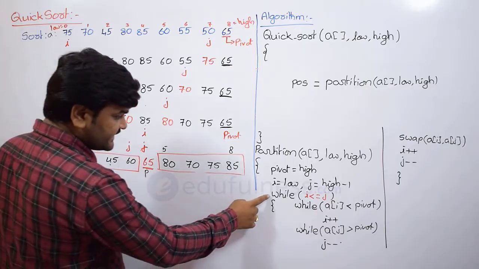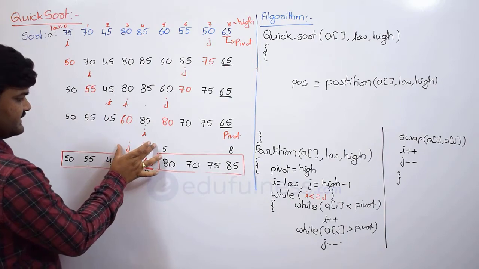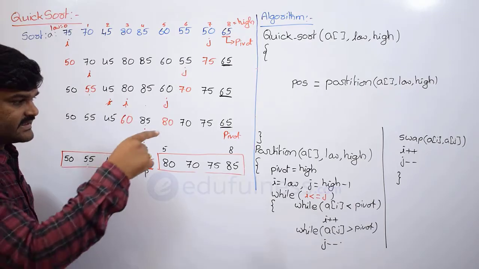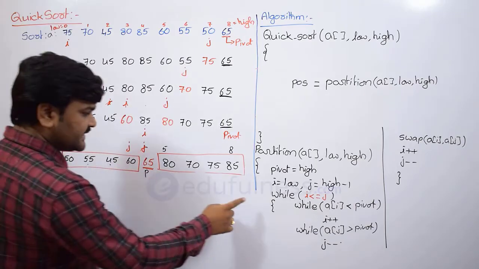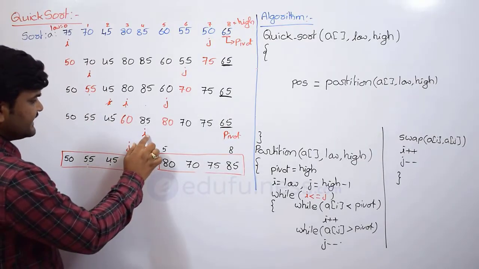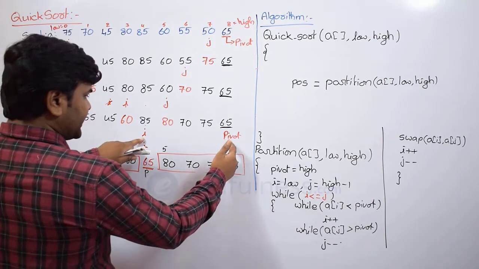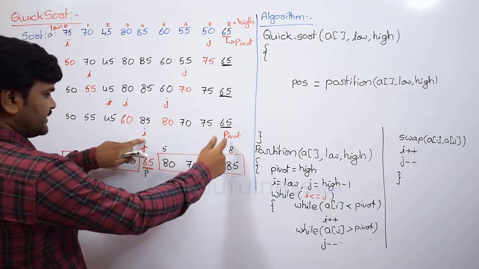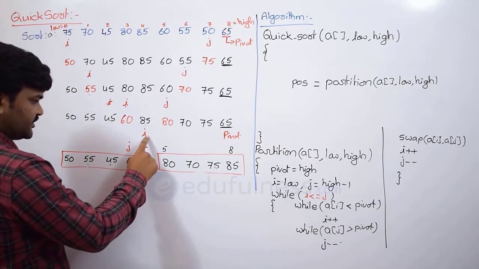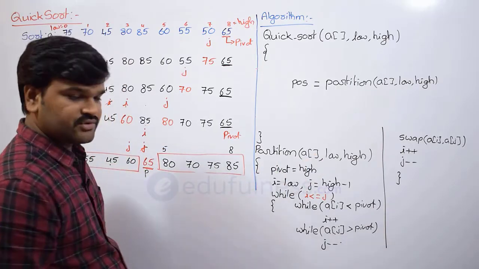So by the time this while loop is terminated, you are here actually. That means i is here, j is here. Try to understand the steps. By the time this while loop is terminated, that means i is greater than j, i is here, j is here. And now what are we doing? The pivot element and the i position element we swapped. So that is why 65 came here to the ith position, 85 went to the pivot position. So that is what you have to do, same thing, right?